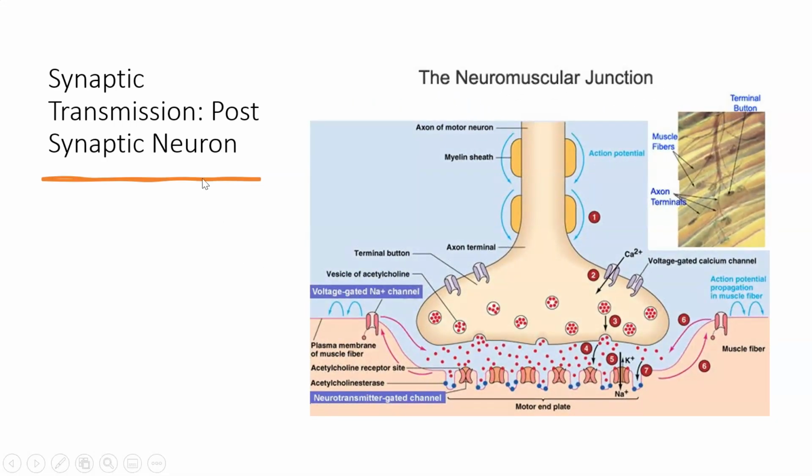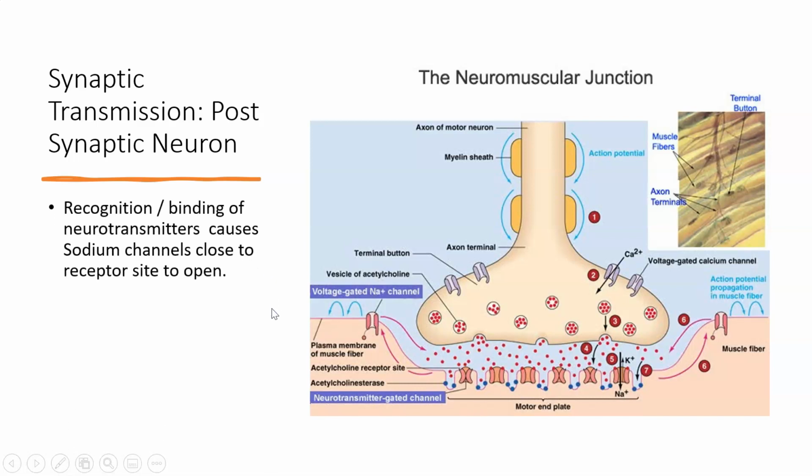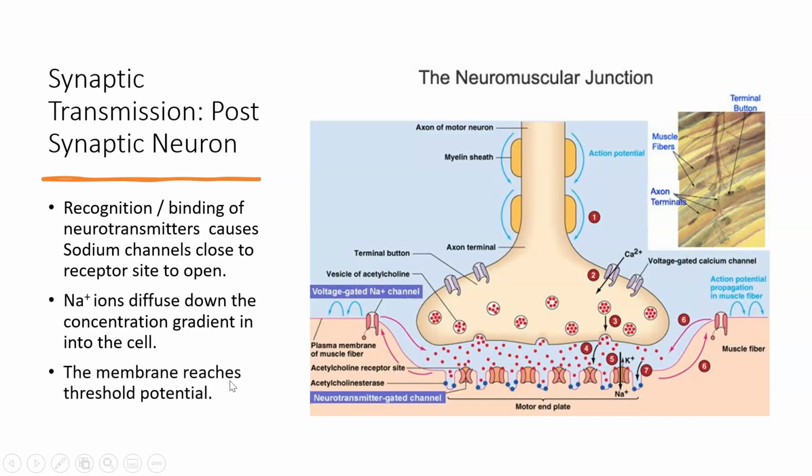Okay, so now we're going for postsynaptic neurons. So we're into the other neuron now on the other side. They have recognition of binding of the neurotransmitters, and this causes sodium channels to open at the receptor site. So now sodium ions diffuse down the concentration gradient into the postsynaptic cell, so into the postsynaptic neuron.